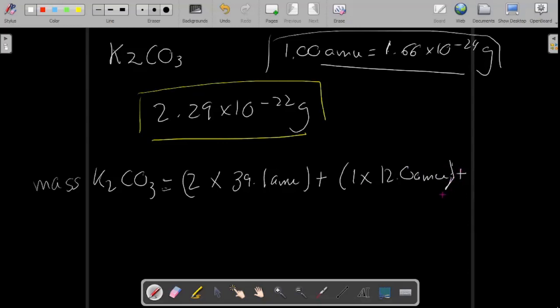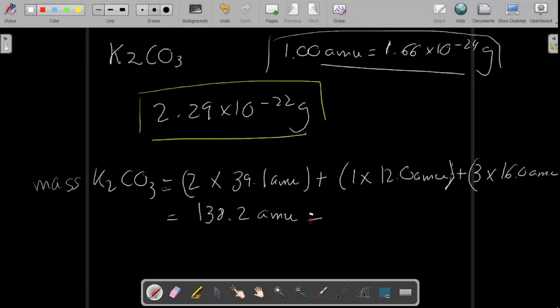And the last one is the oxygen. You have 3 of them. Oxygen is in position 8, and each one of them is 16 AMUs. Put everything in the calculator, and you'll see that this molecule has a mass of 138.2 AMUs. But that's not all they wanted. They wanted this in grams.